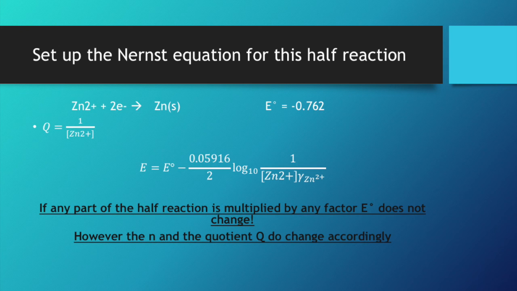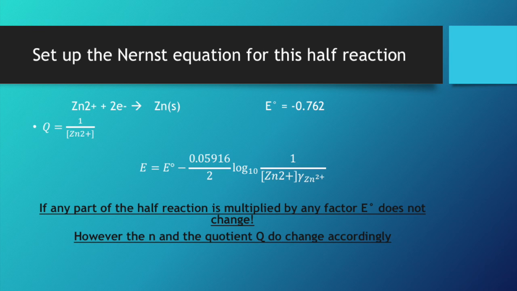So now we'll look at how we actually set up the Nernst equation. For this one, we're seeing zinc 2+, and it's losing 2 electrons and going into zinc solid precipitate. And this is an individual half reaction for a broader full reaction. Now we see Q is equal to 1 over the concentration of zinc 2+, and we can plug that into Nernst, where we have our E naught value of negative 0.762. We plug that in, and we subtract the simplified Nernst, which is 0.05916 volts over the number of electrons, which is 2. And then we take the log of 1 over the concentration of the zinc 2+ solution in this half reaction.